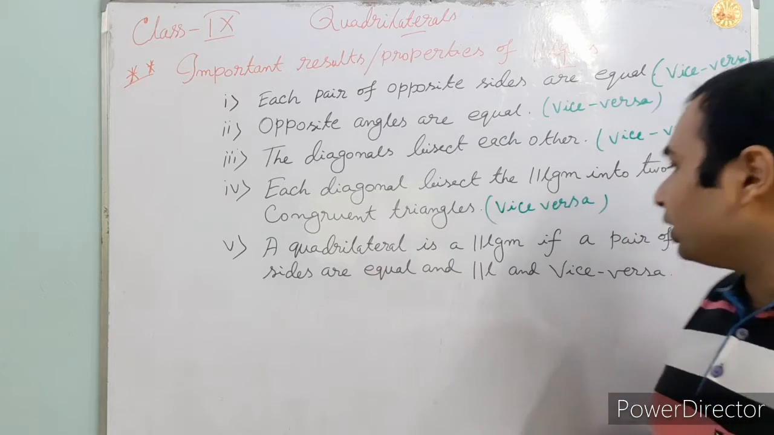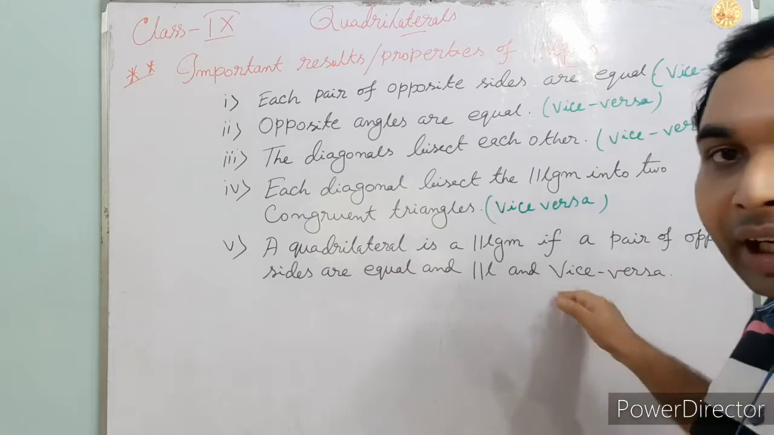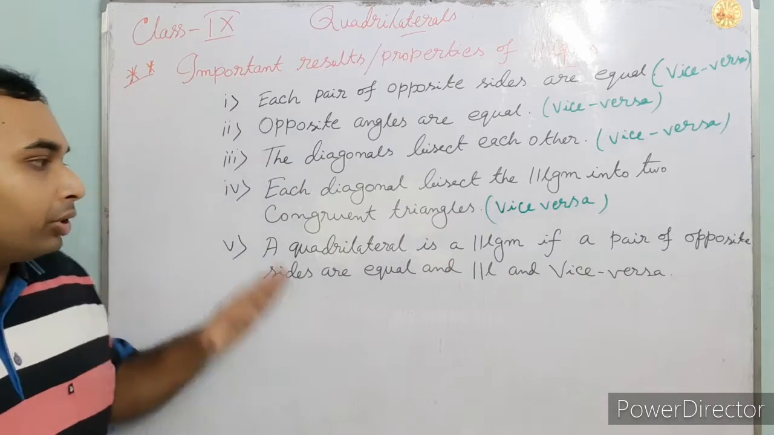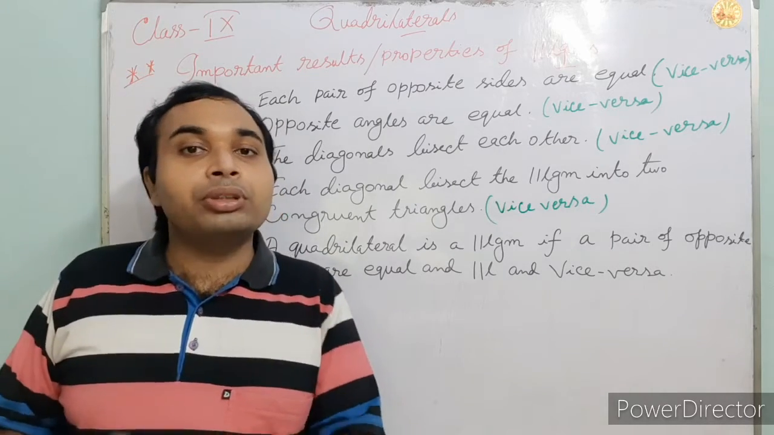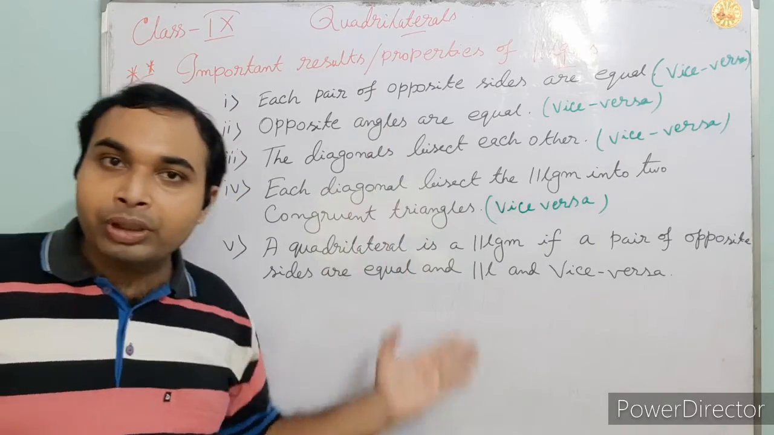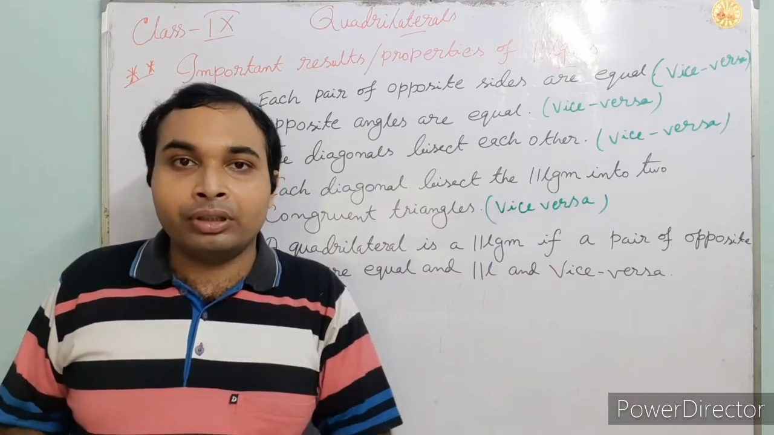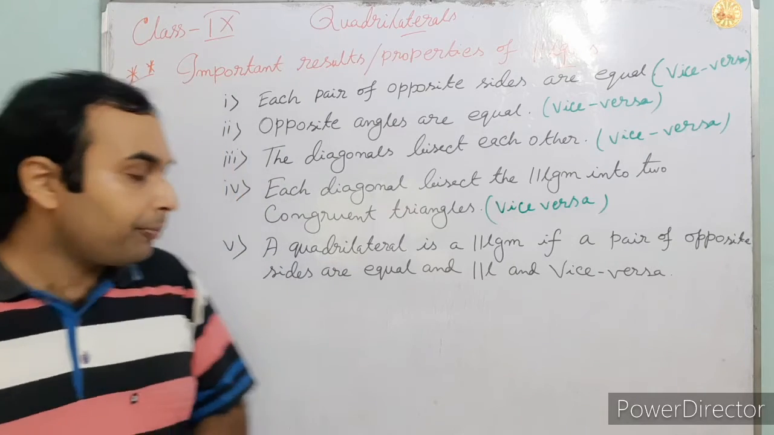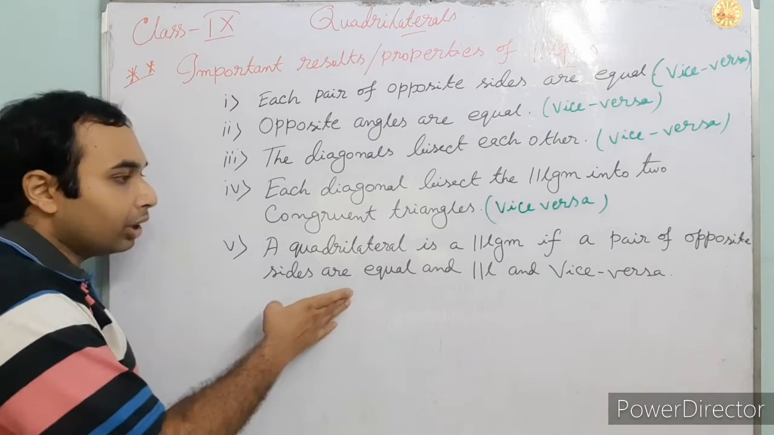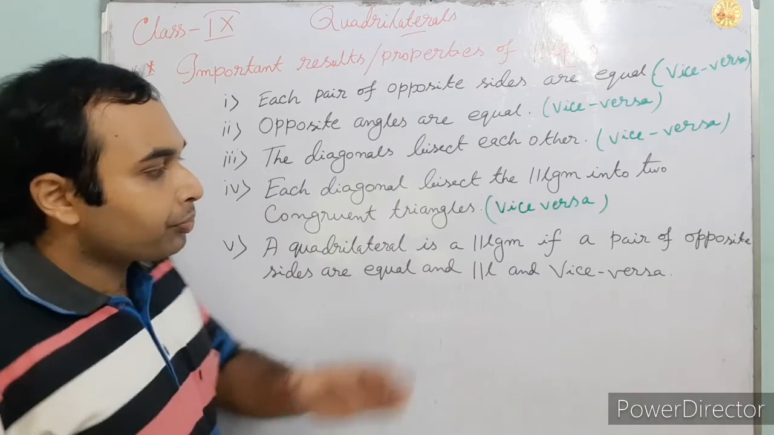Last one. A quadrilateral is a parallelogram if a pair of opposite sides are equal and parallel, and vice versa. Here I have written it actually. This is also one of the most important properties of the parallelogram, because in various ways, when we do the applications, this property will be used. Other properties also will be used, but this property has a vast application in other theorems and applications. So a quadrilateral is a parallelogram if a pair of opposite sides are both equal and parallel, and also vice versa.